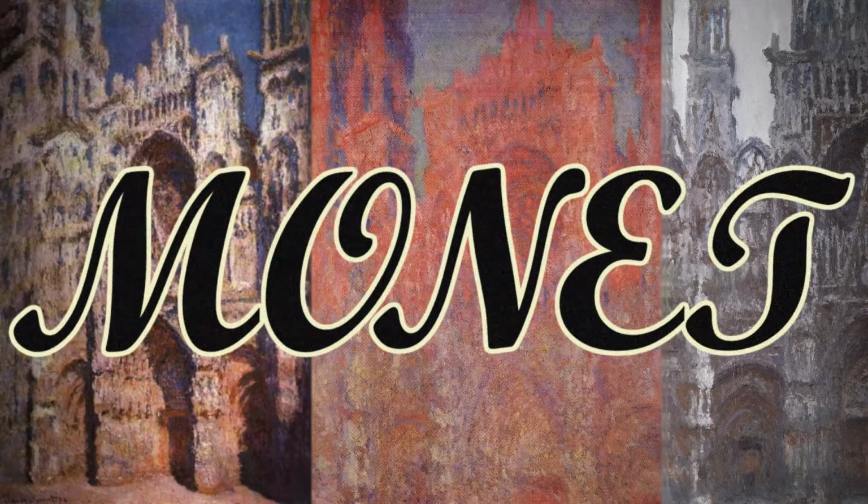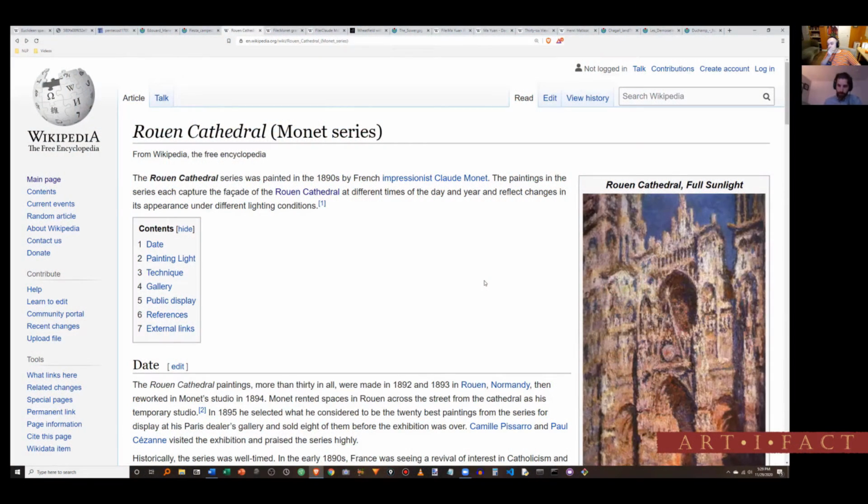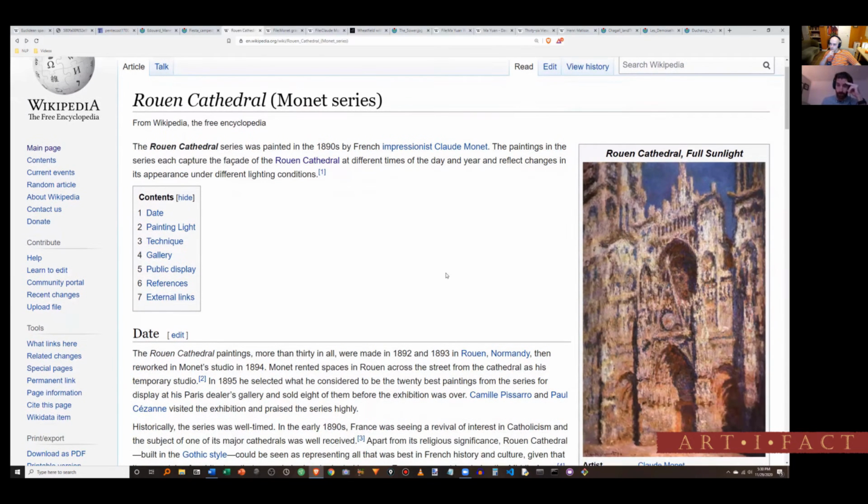Let's do this series, the Rouen Cathedral, for Monet. His other two most famous series that would be similar would be his water lilies, which he used over and over and over again, and also the haystacks. But some of those same ideas are present in all three of these series.